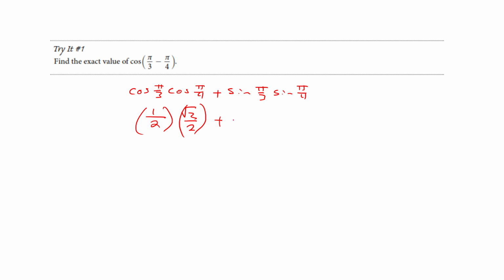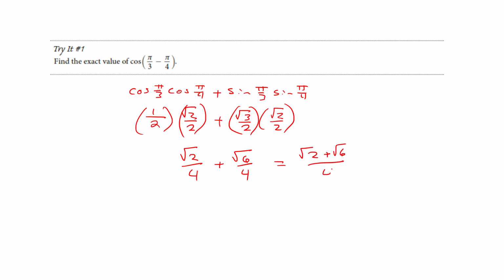This is 60, so that is radical 3 over 2, and this is radical 2 over 2. Okay, making sure I'm right. 60, yeah, 3, yeah. Okay, now all we got to do is simplify. I get radical 2 over 4 plus radical 6 over 4. Let's put those all over that 4, and we get this.